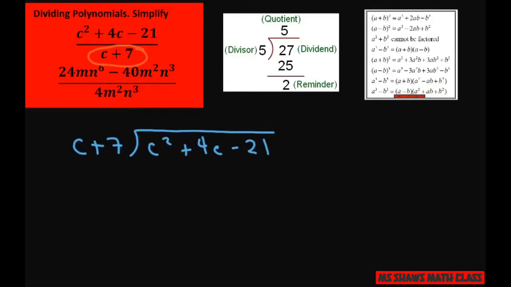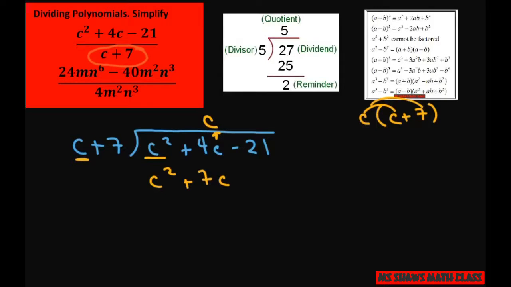And what you do is you ask yourself, what times c, and we don't care about the 7 right now, just what times c gives me c squared? And that's going to be c, because c times c is c squared. So you're going to do c, and usually you put it where the c spot is, here. So it's going to be c times c plus 7 is what you're going to multiply. So that's going to be c squared plus 7c.